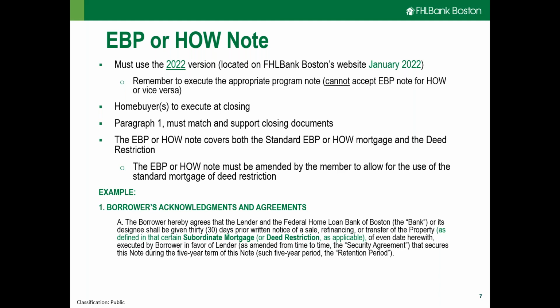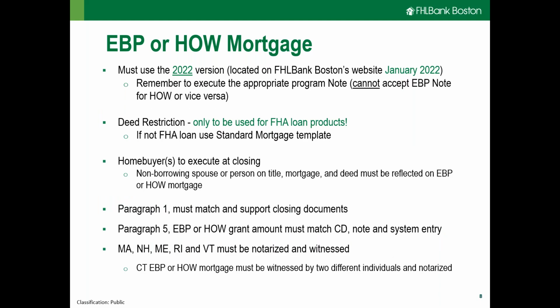So with that being said, when you're looking at our mortgage, we have a deed restriction that's for the mortgage. That's because of FHA having a specific template that they had ensured that the Federal Home Loan Banks would include to acknowledge some specific legal wording that's for FHA loans only. If it's not an FHA loan, you're going to use the standard mortgage template.